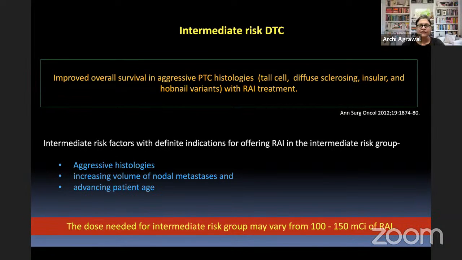So the dose that is needed when you are treating intermediate risk with radioactive iodine would be about 100 to 150 millicuries. But this would depend on case-to-case basis. And when you have a patient where you think that the risk of recurrence is extremely low, around 5 to 6%, then these patients can even be treated with 50 millicuries of radioactive iodine. But aggressive histologies, we will always treat with 150 millicuries of radioactive iodine.